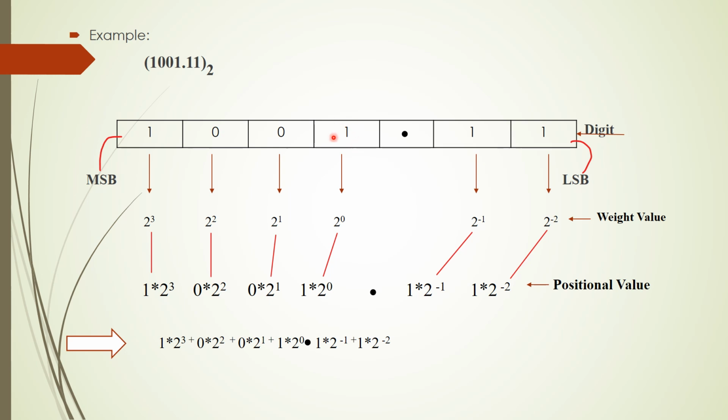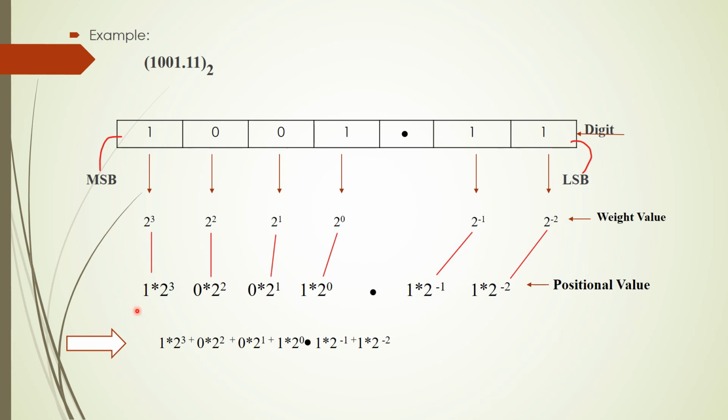For this one, the weight value is 2 raised to 0. For this digit, 2 raised to 1. For this, 2 raised to 2. For this one, 2 raised to 3. In the same way, after the binary point, for this one, 2 raised to -1. For this digit, 2 raised to -2.